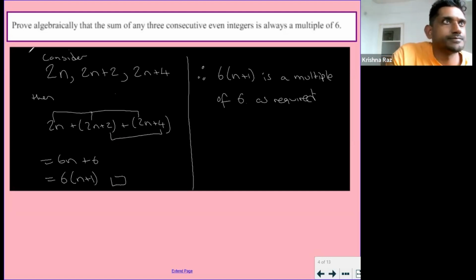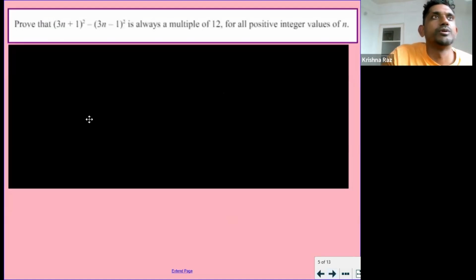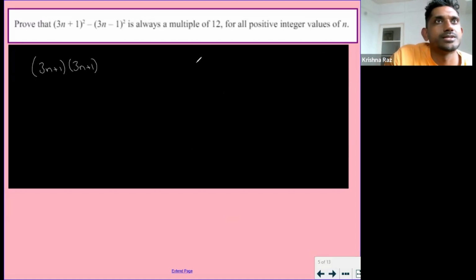Right, next. Prove that 3n plus 1 squared minus 3n minus 1 squared is always a multiple of 12. Now, this is an expanding brackets trick. So we need to do 3n plus 1 squared, and we need to consider 3n minus 1 squared.